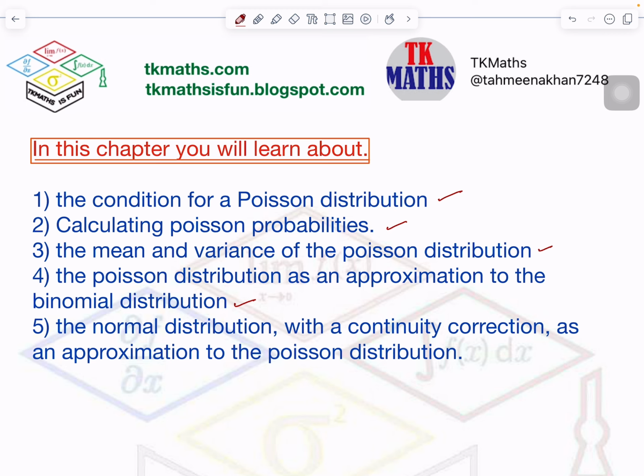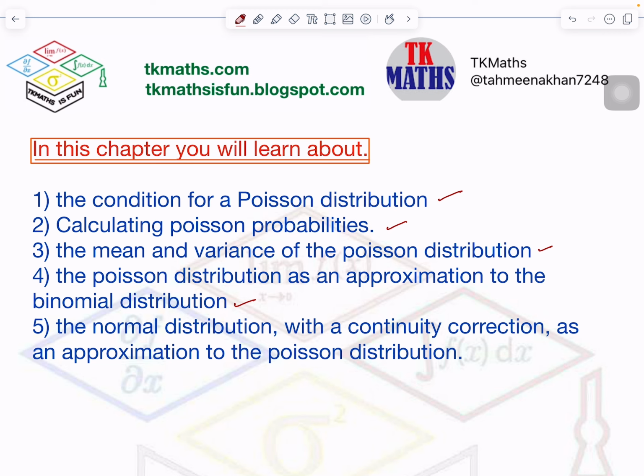The last one is the normal distribution with the continuity correction as an approximation to the Poisson distribution. If a question is given in Poisson distribution form and you want to apply normal distribution to get an approximate answer, what is the technique and why do we apply continuity correction? Any idea? Because normal distribution you have studied last year. Normal distribution is for continuous data, whereas Poisson distribution is for discrete data. So when we make a connection between discrete and continuous data, we apply continuity correction.